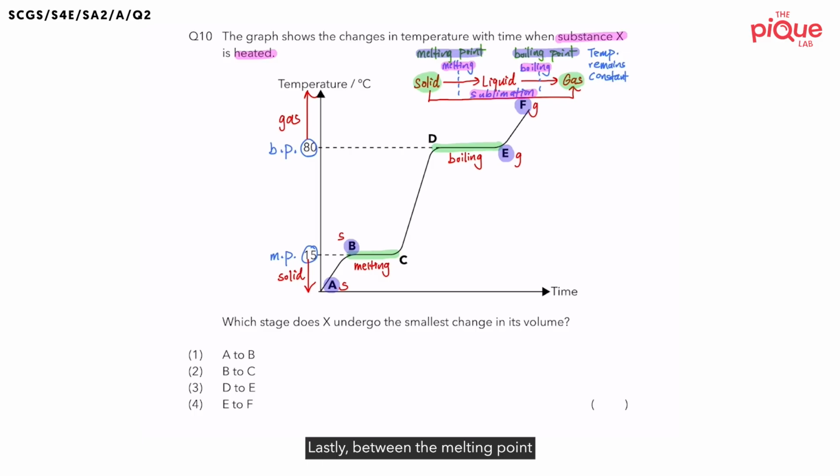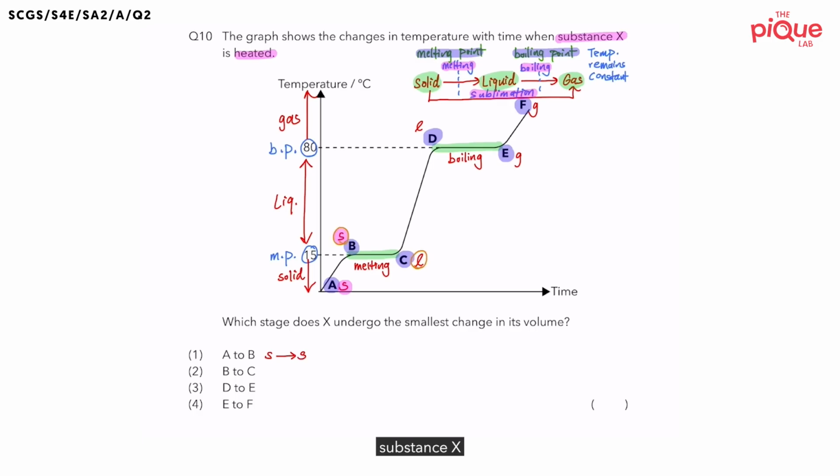Lastly, between the melting point and boiling point, substance X exists as a liquid, which means substance X is a liquid at stages C and D. We can see that from A to B, substance X remains in the solid state, whereas from B to C, substance X transforms from the solid to liquid state, while from D to E, it is transforming from the liquid to gaseous state. And lastly, from E to F, substance X remains in the gaseous state.